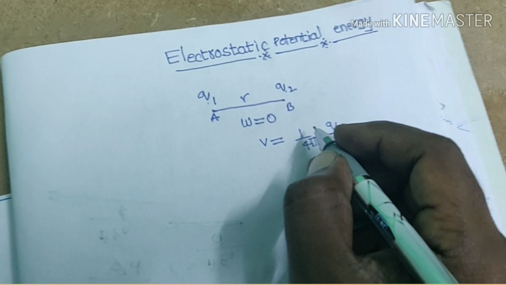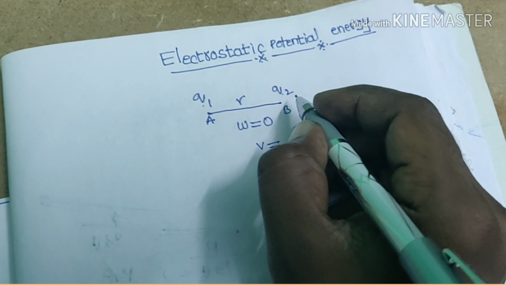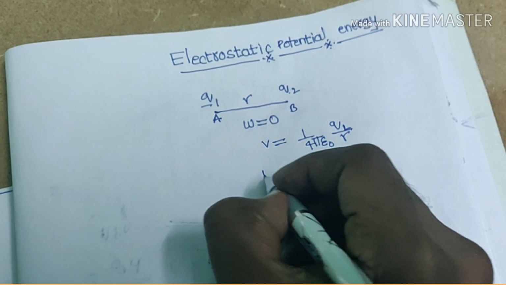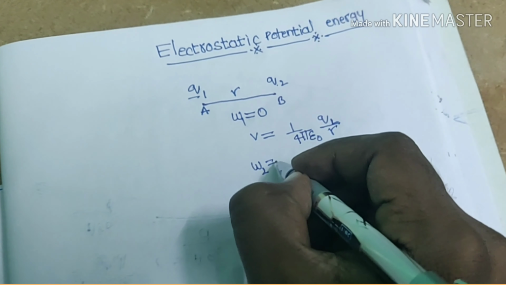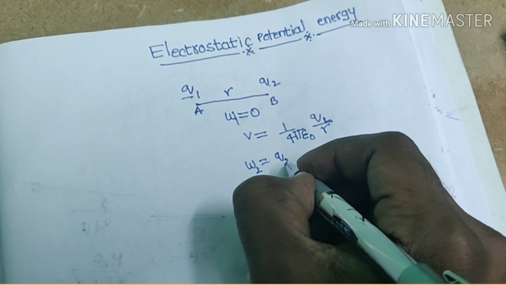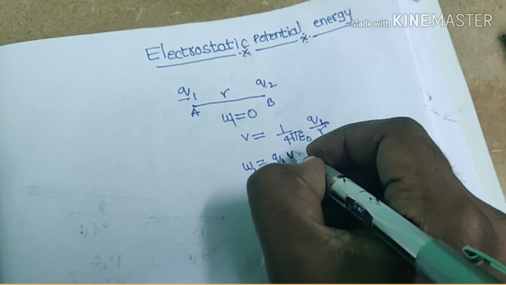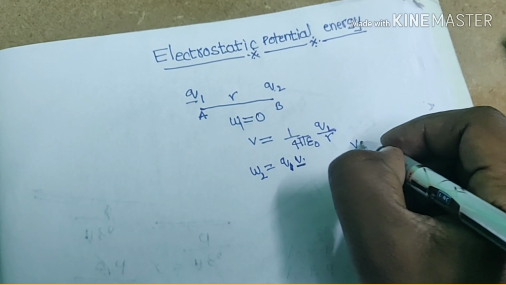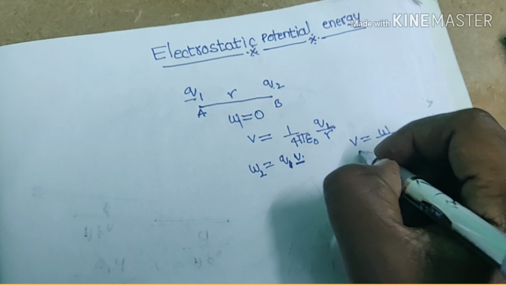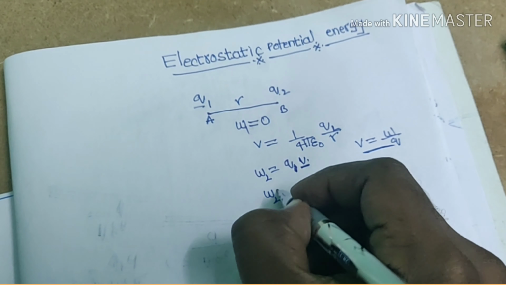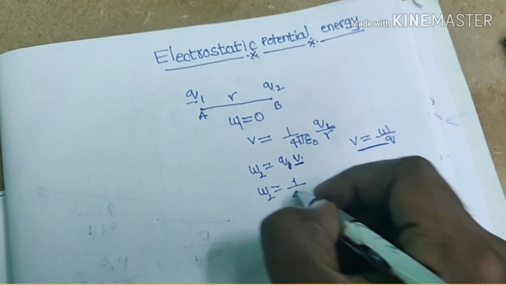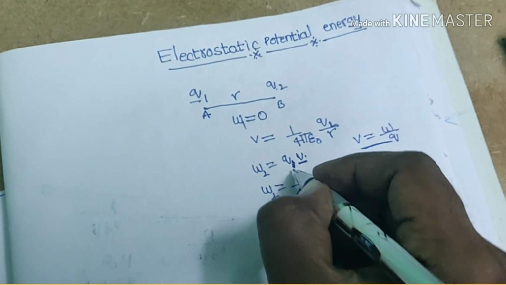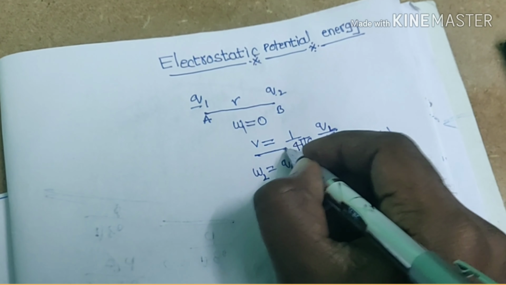While bringing the point charge Q2 against the electric field due to Q1, we do some amount of work, W2 equals Q2 times V. So this is the potential difference. This one we already know, that V equals work done per unit charge. From this we get W2 equals 1 by 4 pi epsilon naught Q1 Q2 by R. Here the value of V is taken from this equation.